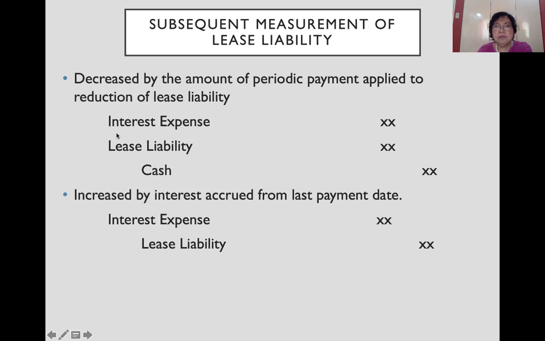So the periodic payment will have to be applied first to interest, and then the balance will be applied to reduction of the principal. Now, if the lease anniversary does not coincide with the end of the reporting period, which is generally the case, then at the end of the reporting period, you have to prepare an adjusting entry to accrue such interest expense because interest accrues with the passage of time. Therefore, your entry here is to debit interest expense and credit lease liability.